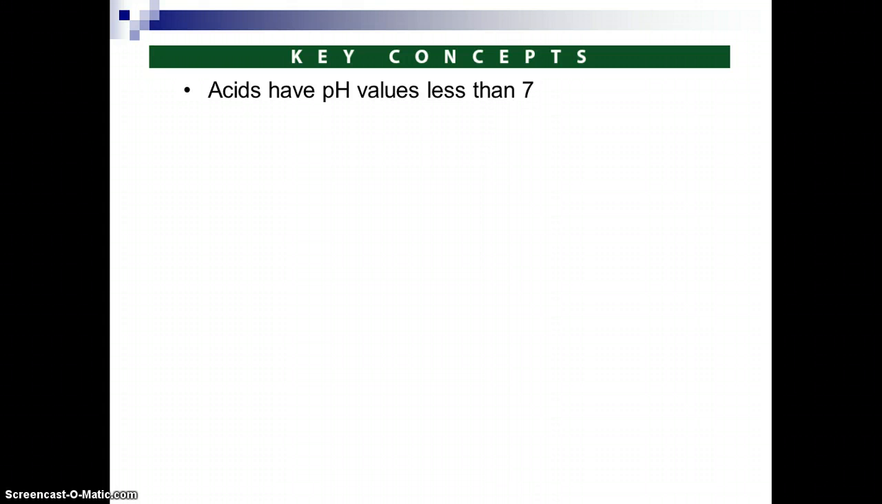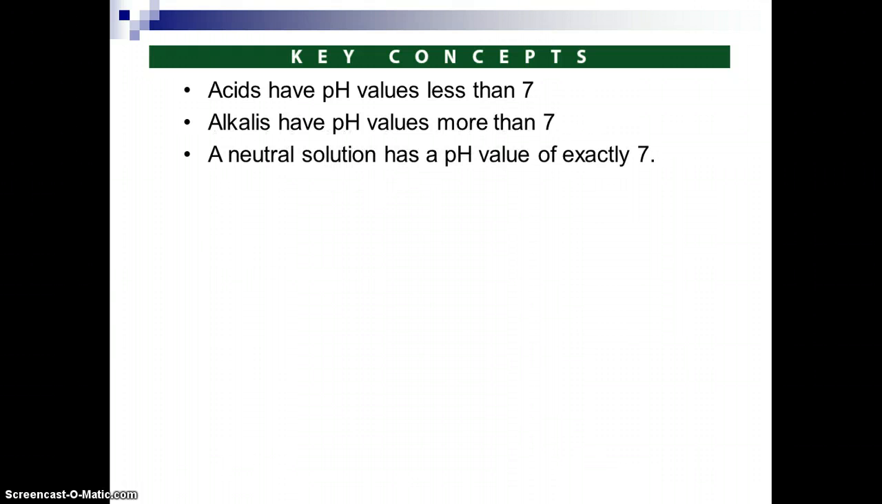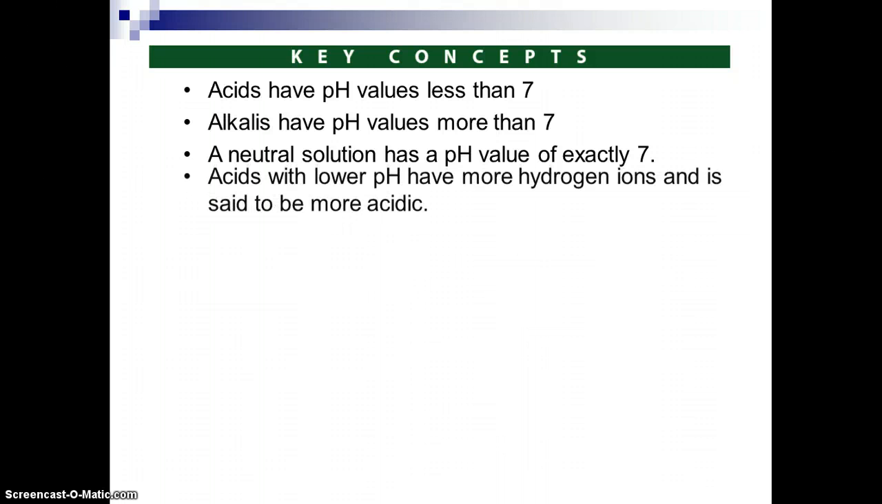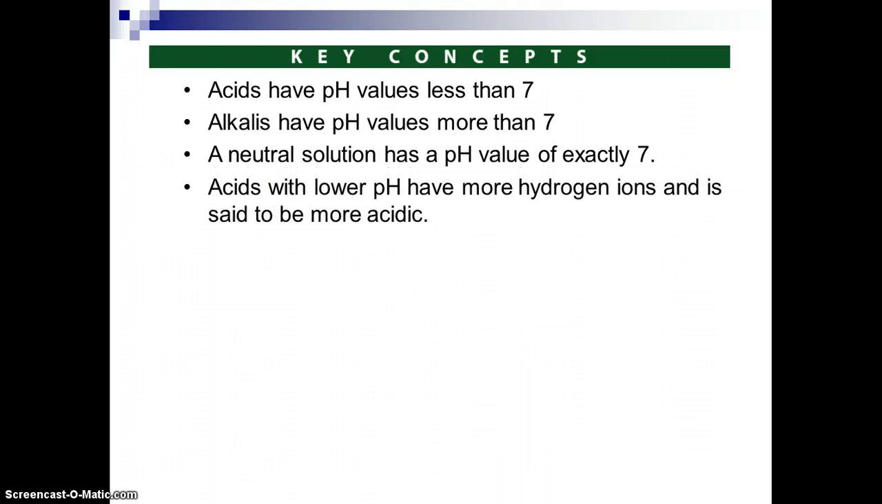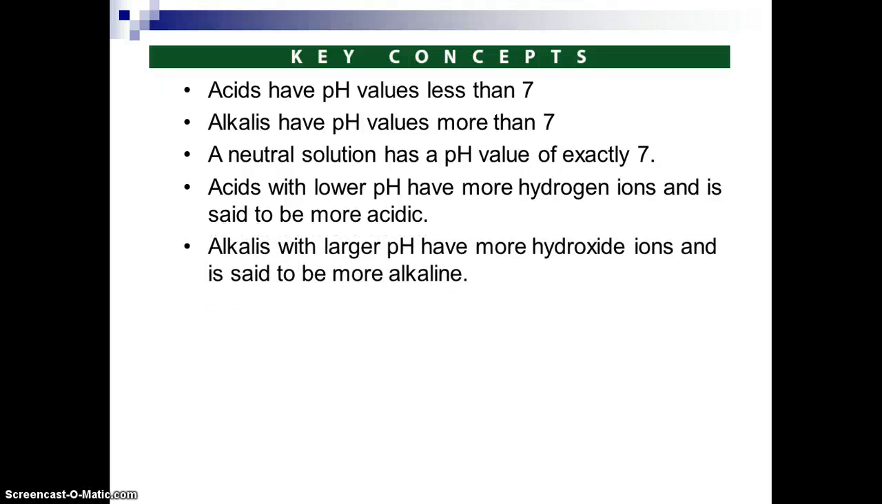In summary, acids have pH values less than 7. Alkalis have pH values more than 7. A neutral solution has a pH of exactly 7. Acids with lower pH have more hydrogen ions and are said to be more acidic. Alkalis with larger pH have more hydroxide ions and are said to be more alkaline.